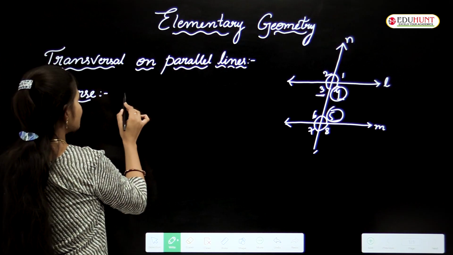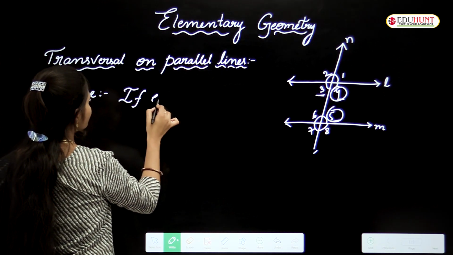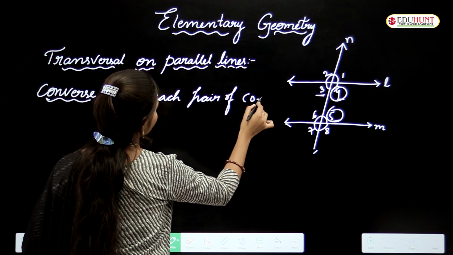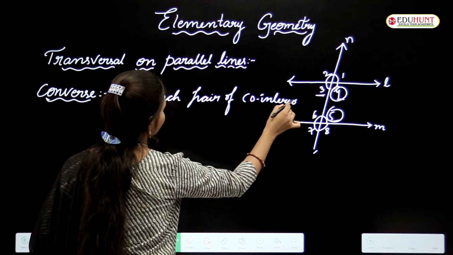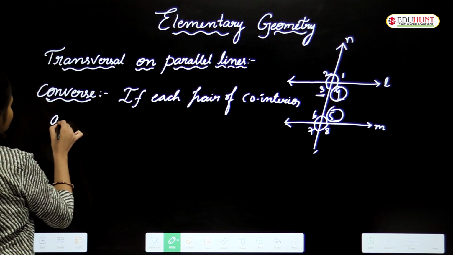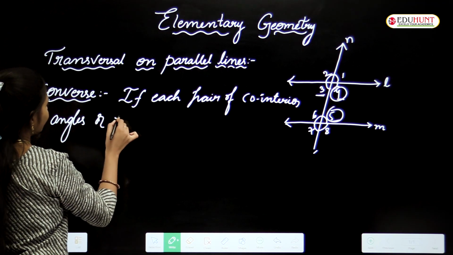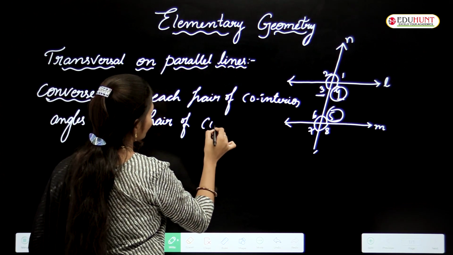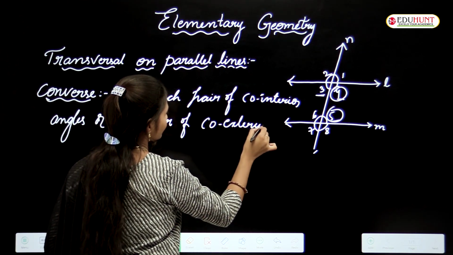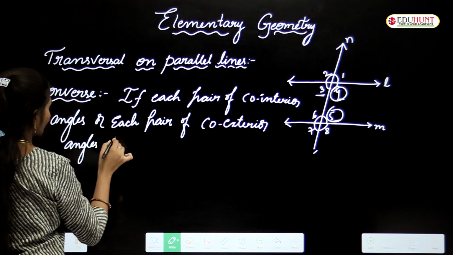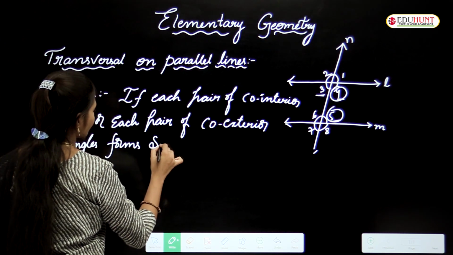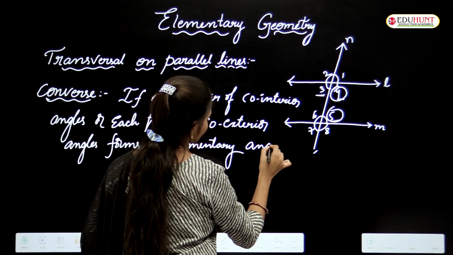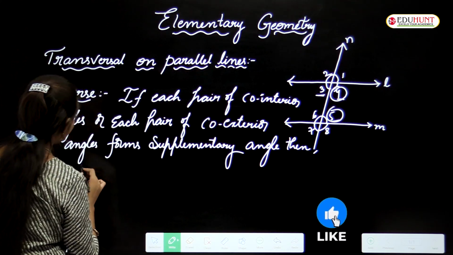Its converse statement is: if each pair of co-interior angles or each pair of co-exterior angles forms a supplementary angle, then the given lines are parallel.